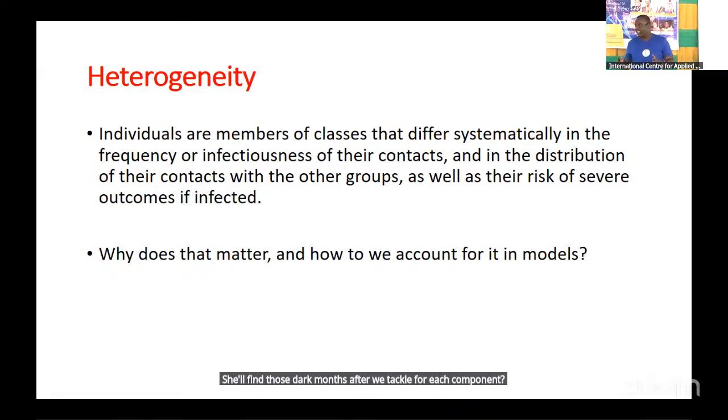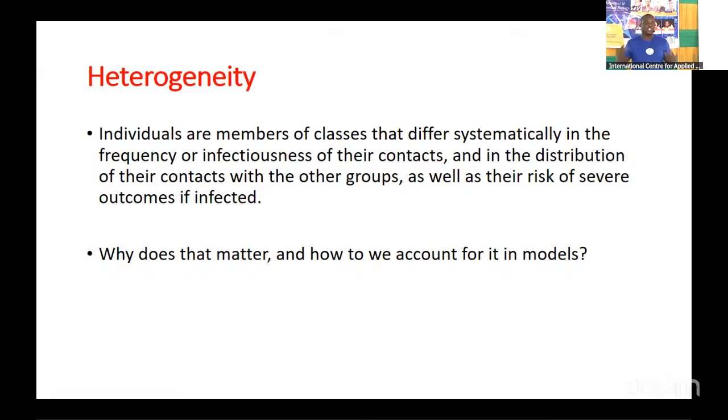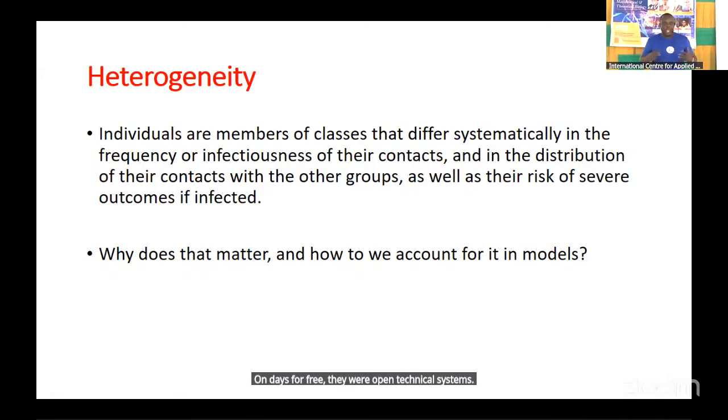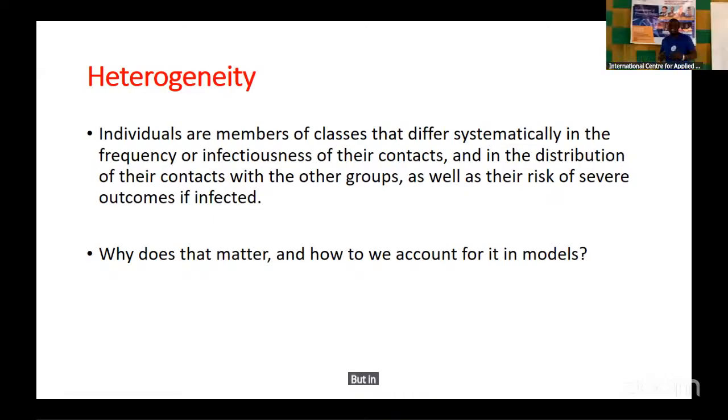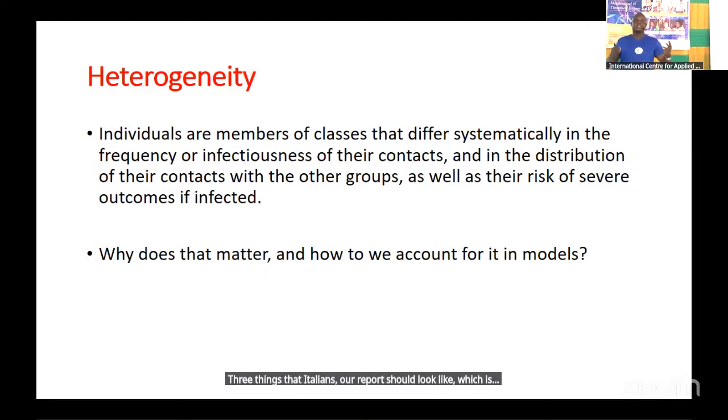I was saying initially that most of the models that I had, including the one that Ritzy and Cage was doing, were homogeneous systems, where we are classifying everyone to be the same. But in reality, it's not always like that. And that is what brings in the three things that determine how a model should look, which are accuracy, transparency, and flexibility.